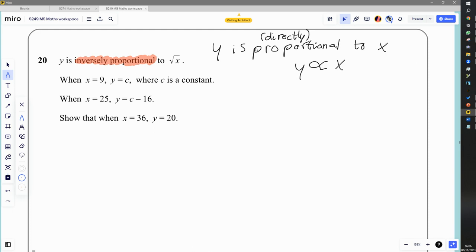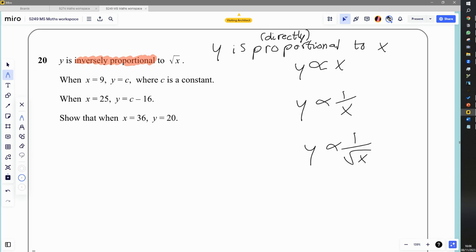So what does that mean? It means that if I were to double x, then y would double. Okay. So what does inversely proportional mean? Inversely proportional is that it's basically y is proportional to the inverse of x, or 1 over x. So in this case, inversely proportional to root x would mean y is proportional to 1 over the square root of x. So that is what it means.